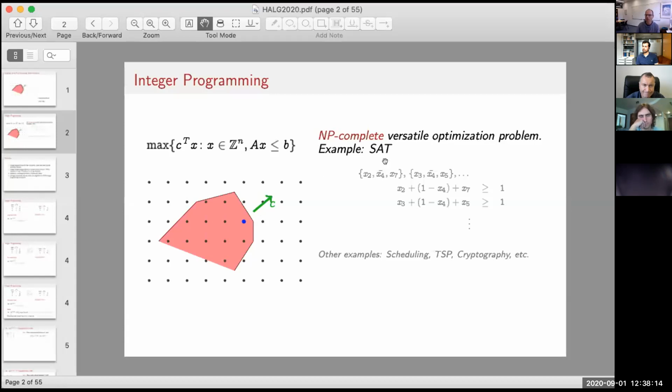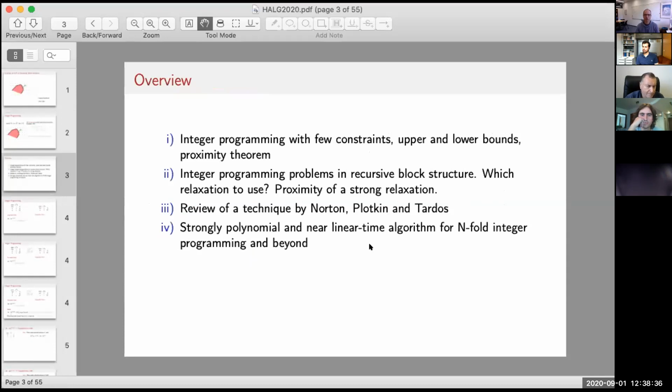For example, we can model SAT, or we have many scheduling problems, the traveling salesman problem. The most efficient algorithms for the traveling salesman problem in practice are based on integer programming. Cryptography and many other fields use integer programming. Okay, so here's what I want to talk about.